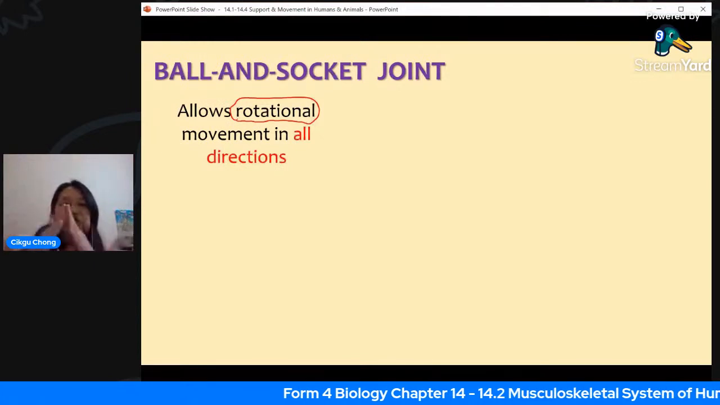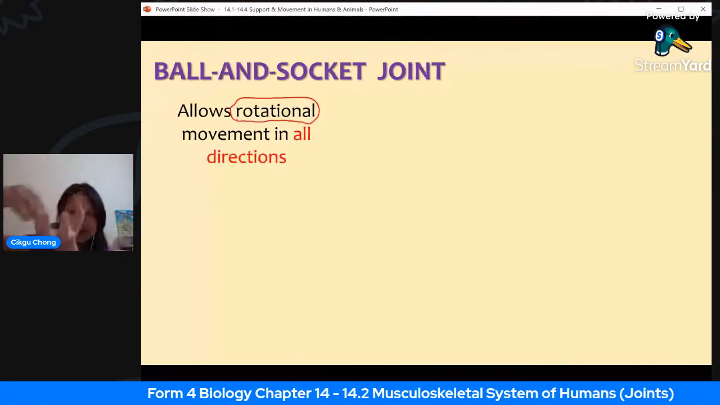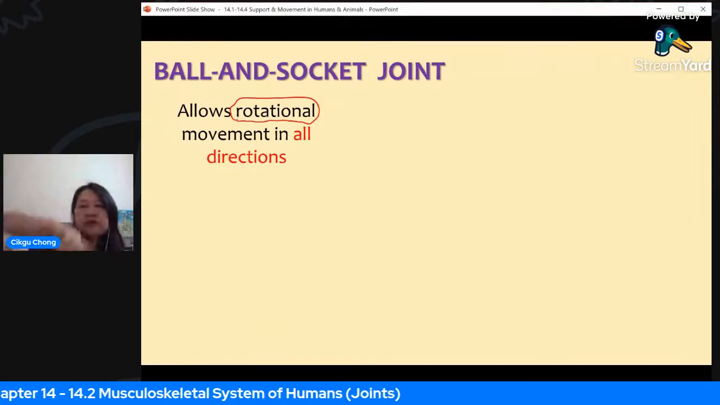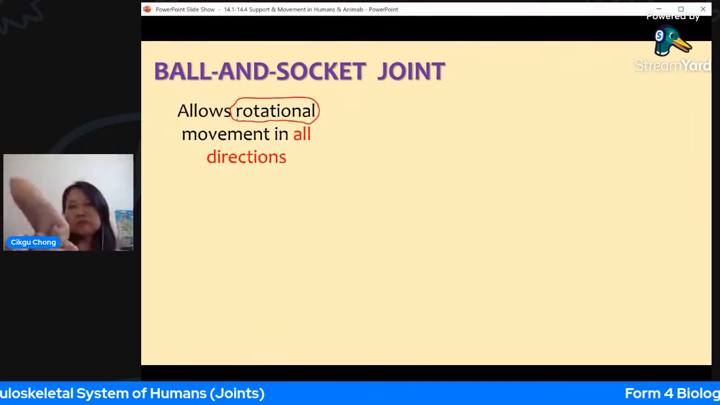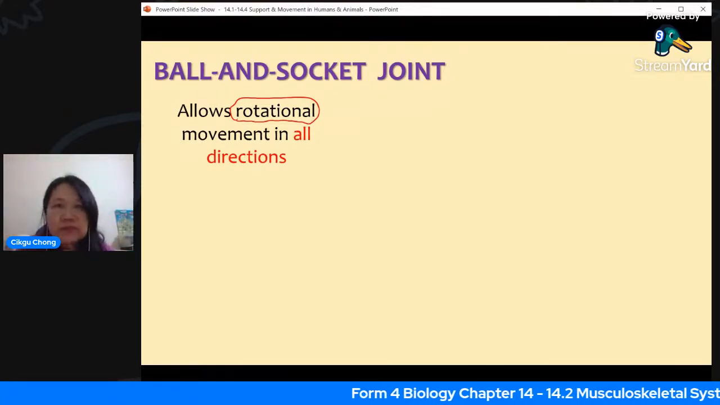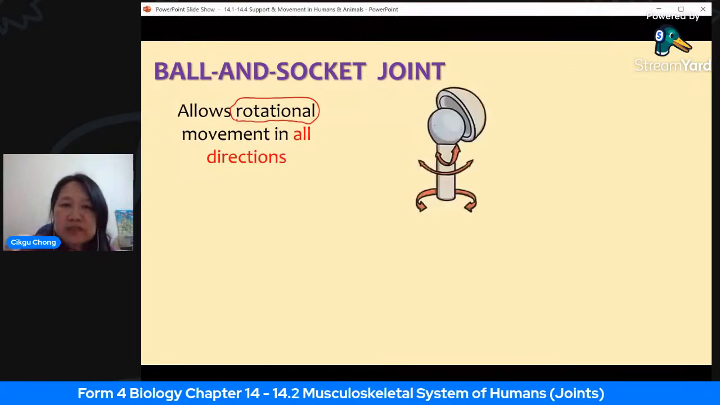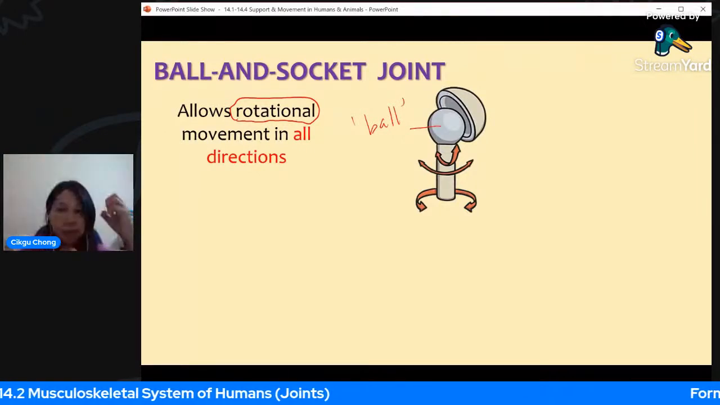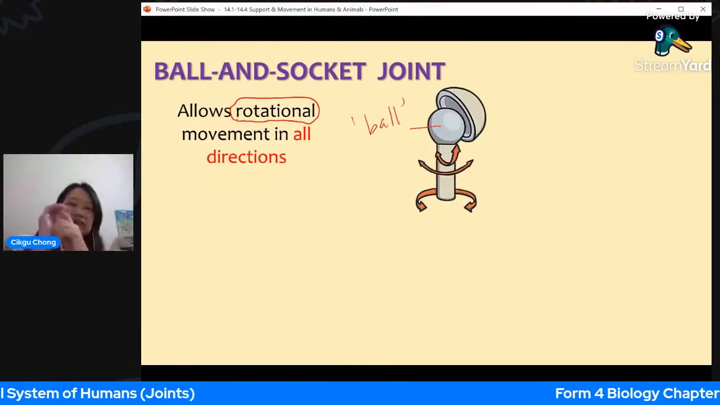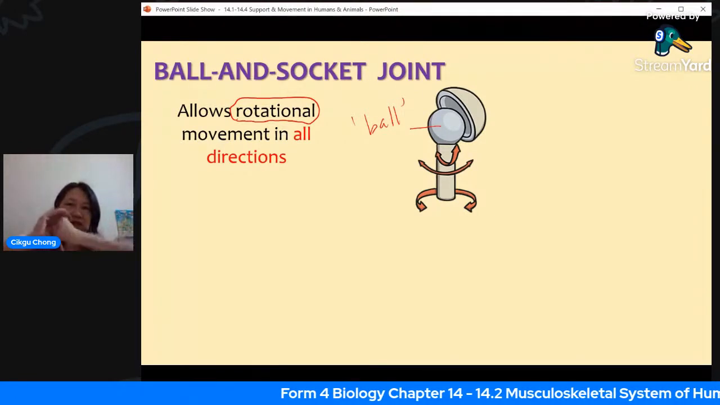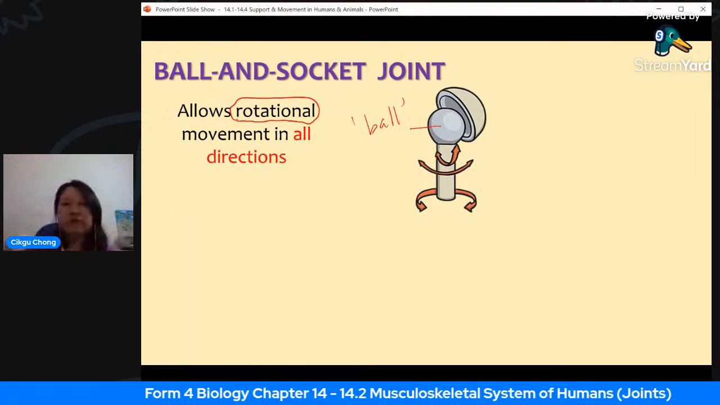Okay, rotational is when you have a cup here, right? This is a socket here. You have a ball, right? And you're able to turn it around, and you can rotate. All right, so in all directions. So you see, basically this is called the ball. This is the head of the bone, and you have a socket, something that is cup-shaped. So the ball goes inside here, and this one can turn, and you have more freedom of movement.